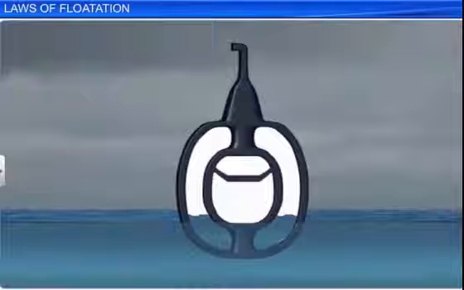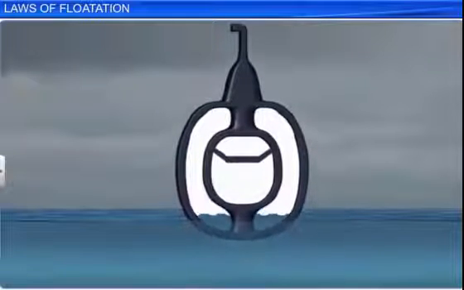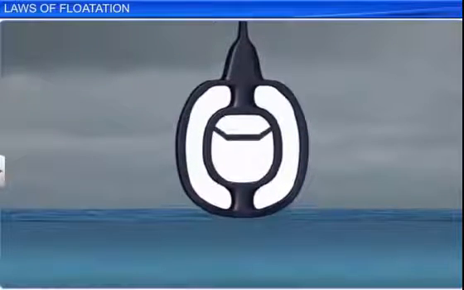To rise, the water from the ballast tanks is forced out into the sea by allowing air from the compressed air tank to enter the ballast tank. As a result, the average density of the submarine decreases and the submarine rises.